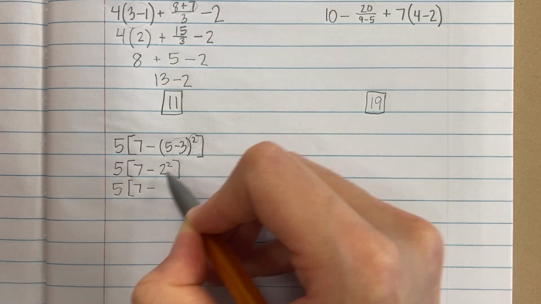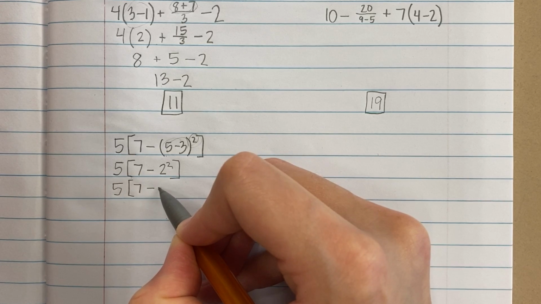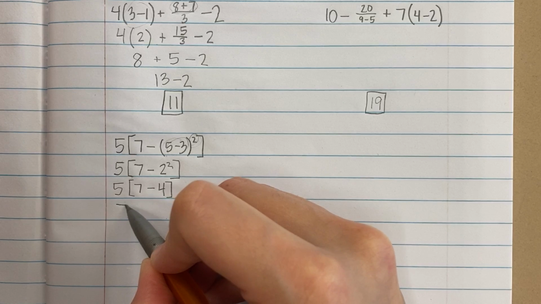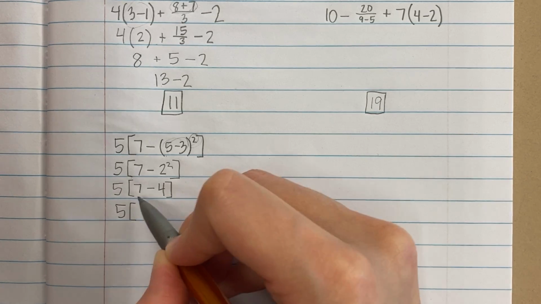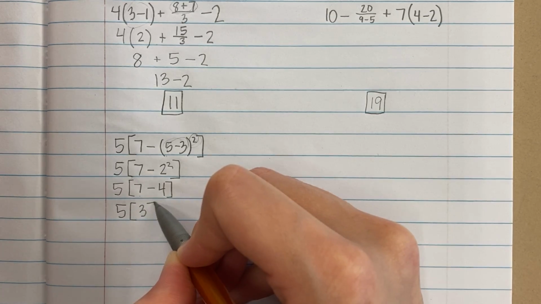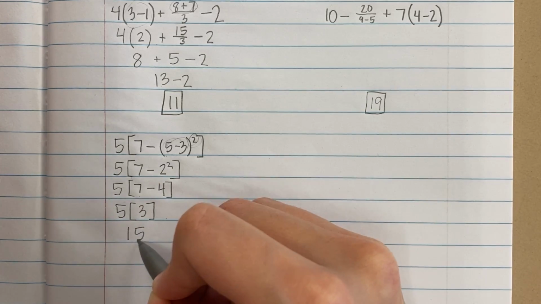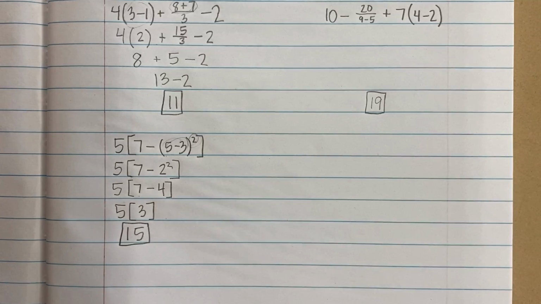So this is 7 minus 2 squared, which means 2 times 2, and that's 4. Now I have grouping symbols, so I'm going to do that. 7 minus 4 is 3. And now I have a number next to brackets. That means multiplication, and I get 15.